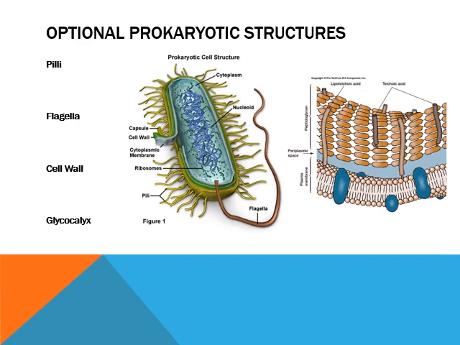And then we have glycocalyx. Glycocalyx is this layer of slimy carbohydrates. It's almost like mucus. It protects the cell, makes it slide. Lots of different things in prokaryotes to protect them, let them move.